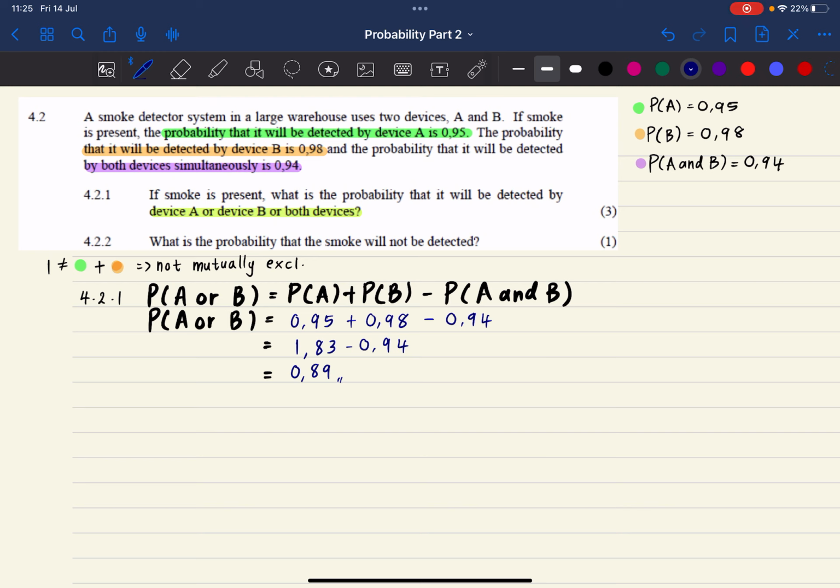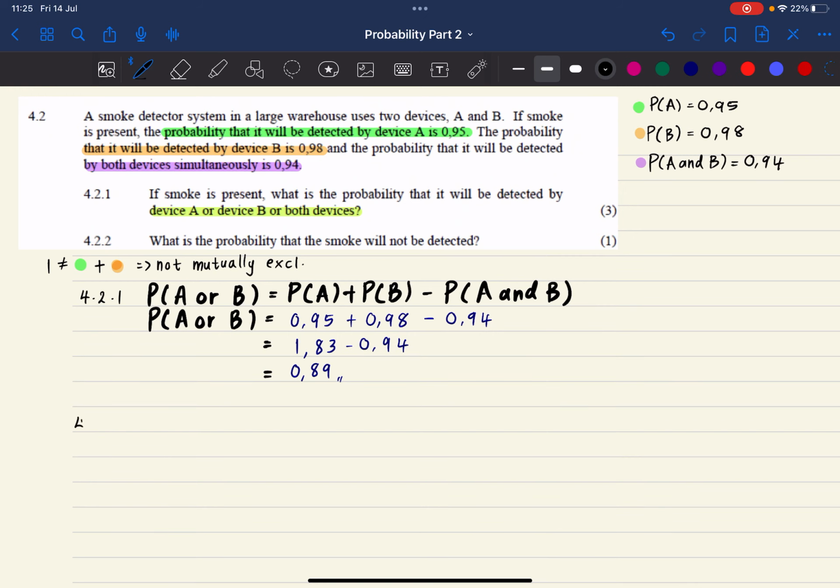We say device A or B or both devices. We use this formula, that was our telltale, and we got our answer. Now the next question, to finish this off, 4.2.2: what is the probability that smoke will not be detected? Let's go through that. There are different permutations or circumstances where smoke would not be detected.